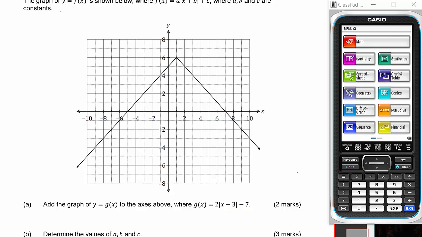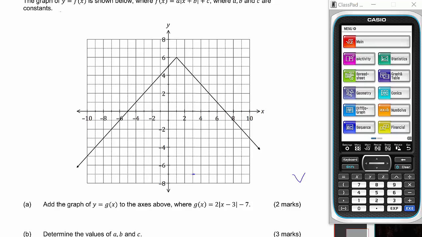We know the modulus is shaped sort of like this, and the bottom of this would be when x is 3, so that the stuff in here is 0. So the bottom is going to be at negative 7 when x is 3, so we've got 3, negative 7, so that's going to go sort of there.